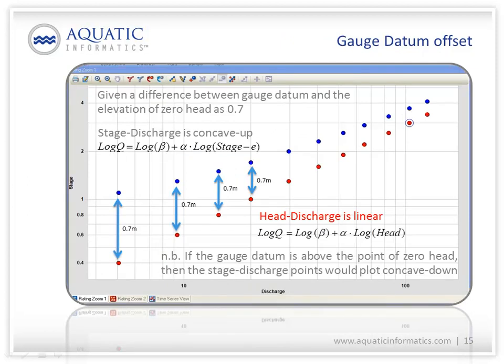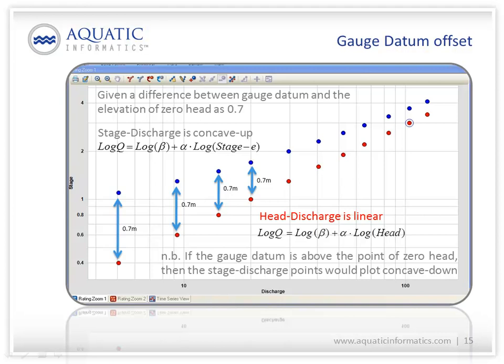We know from our discussion on hydraulic relations that we expect a head-discharge relation to be linear, but what we're measuring is a stage-discharge relation, so we have to translate from stage into head. Now suppose our sensor for stage is set to some distance above the point of zero flow. Then what we need to do is add that difference in as a constant.